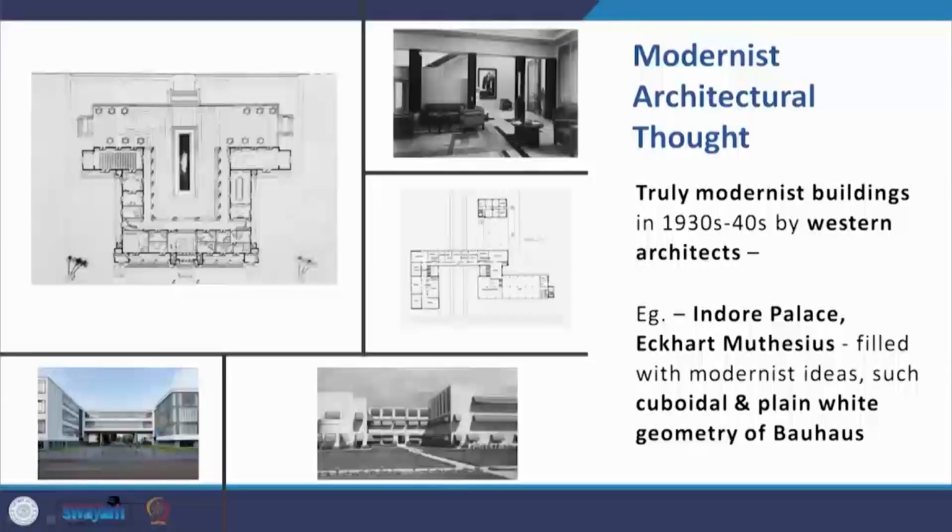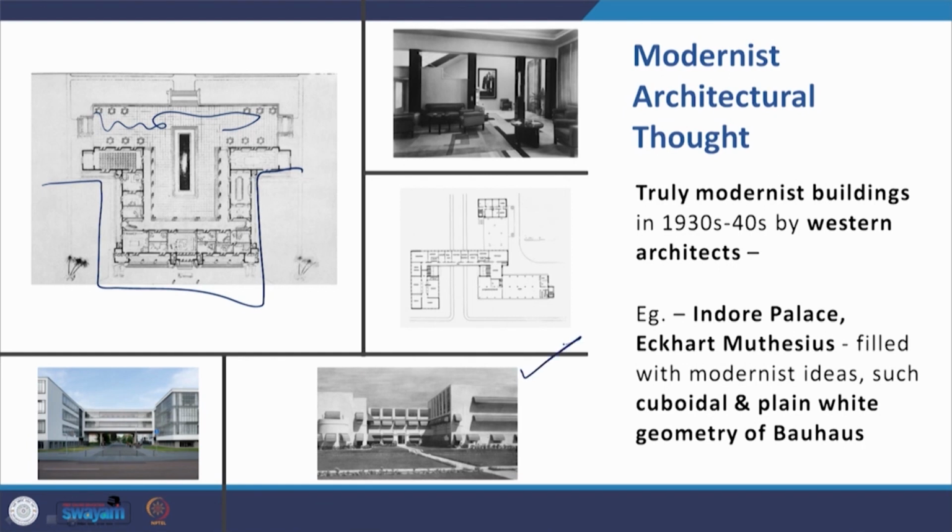But truly modernist buildings in the 1930s and 40s were done by Western architects, not Indian architects or British architectural firms in India, but Western architects coming in from the West and working in India. For example, Eckhart Muthesius did the Indore Palace, which was filled with modernist ideas such as having a cuboidal form, though symmetrical, it's a U shape with the green area here, and the overall white block geometry of the Indore Palace.